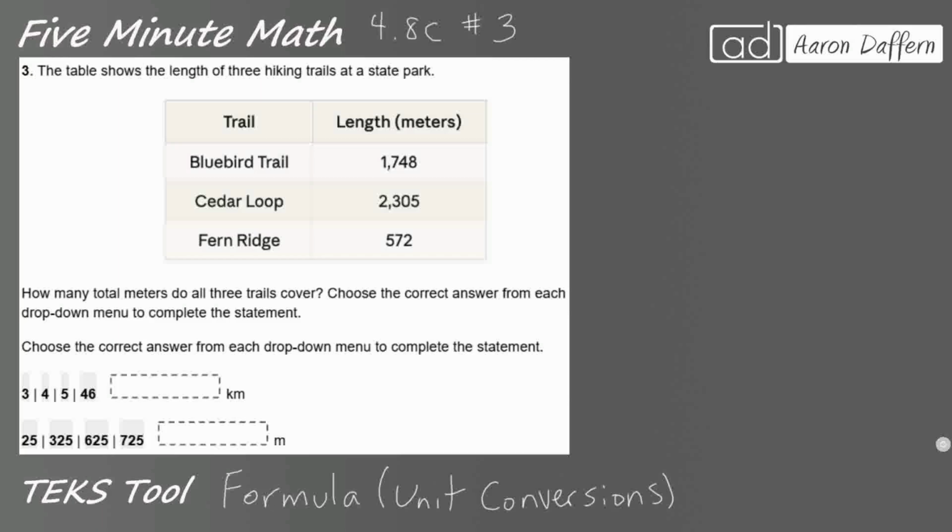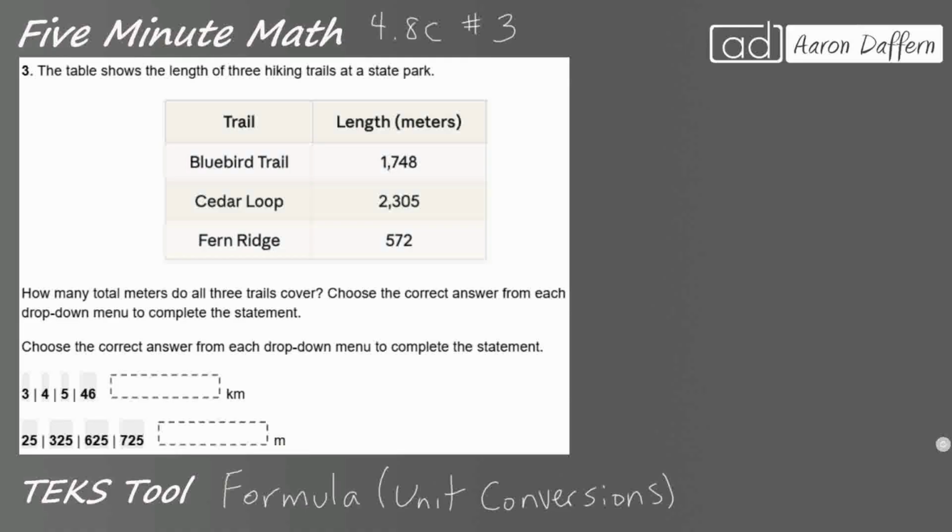Today we are looking at the TEKS tool formula. We are working with unit conversions with a problem related to TEKS 4.8c, and we will solve it in 5 minutes or less. If you haven't done so already, please go ahead and take a moment to pause the video, work this problem out on your own, unpause it, and we will look at our answers together.